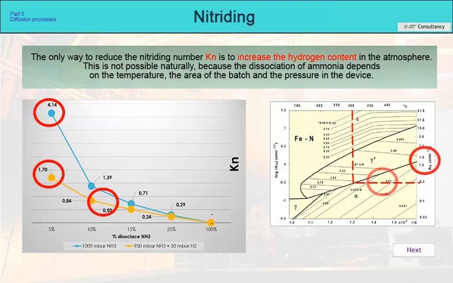However, according to Lehrer's diagram, at a higher temperature we no longer need Kn of 1, but, for example, at a nitriding temperature of 500 degrees Celsius, only 0.3. So we get into a vicious circle. Without additional hydrogen or an external ammonia splitter, we will not be able to control the potential of the atmosphere in the range of values less than 1.